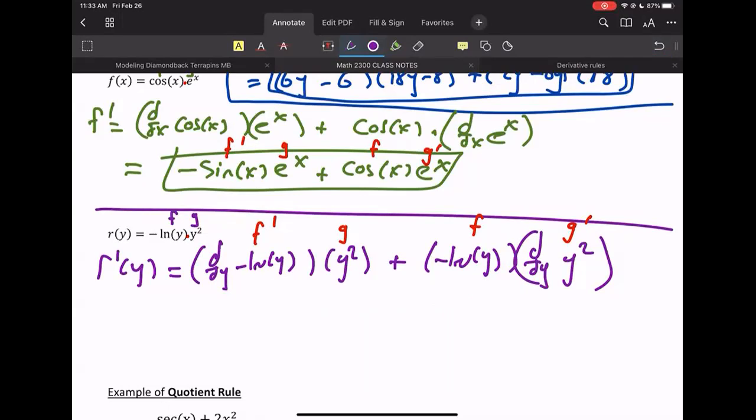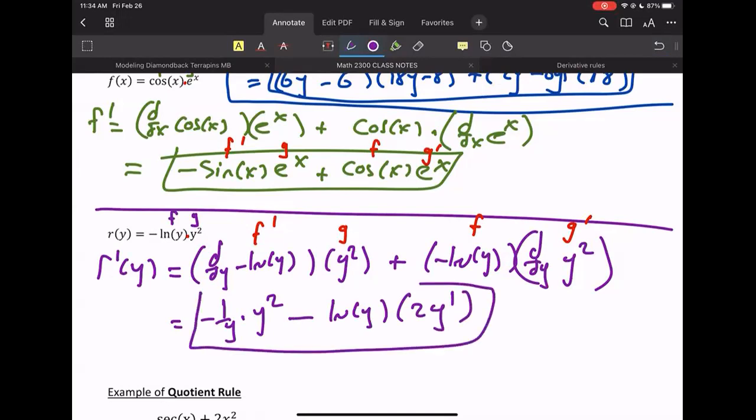All right, so the derivative of ln y becomes 1 over y. We just learned that one. And the y squared is a power rule, right? So this just becomes, excuse me, minus 1 over y times y squared, plus, or really it's a minus because there's a minus sign there. So I'm going to change it into a minus. And we could simplify that, but I'm just not going to. It's not the point.